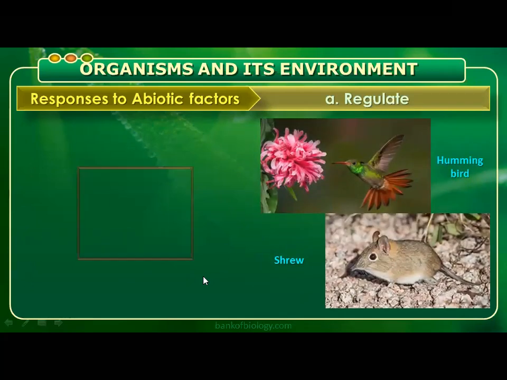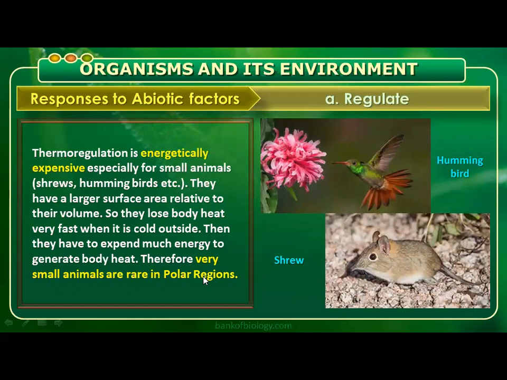Next, thermoregulation is energetically expensive, especially for small animals like shrews and hummingbirds. They have a larger surface area relative to their volume, so they lose body heat very fast when it is cold outside. Then they have to expend much energy to generate body heat. That's why very small animals are rare in polar regions. Remember the statement followed by the reason.